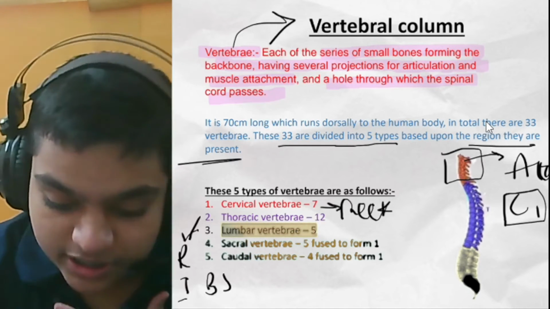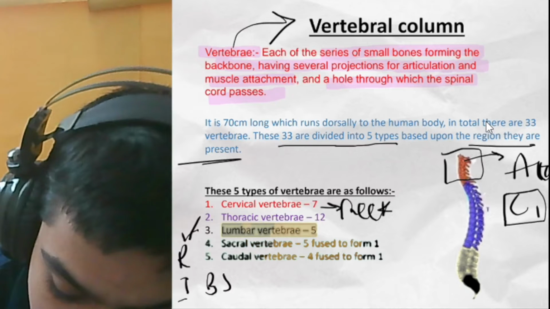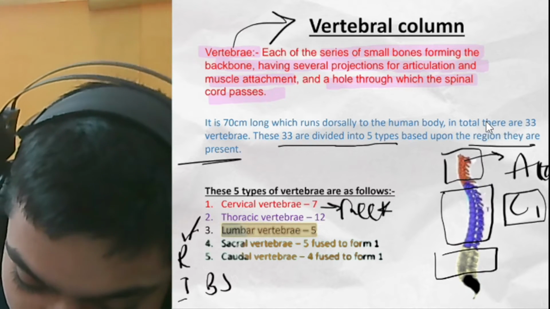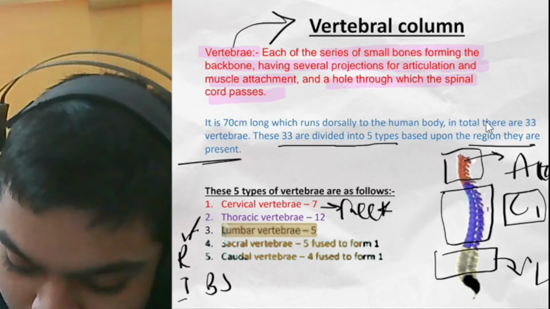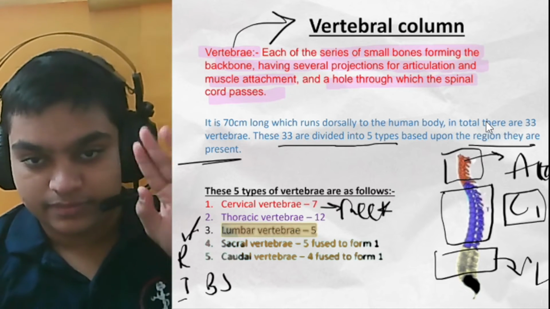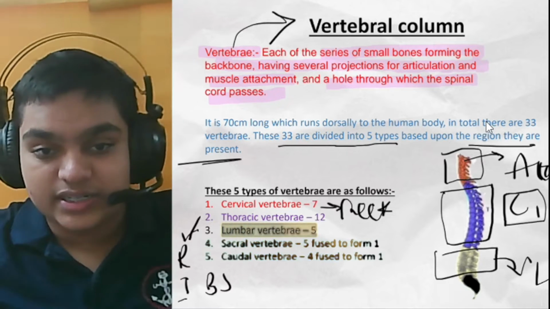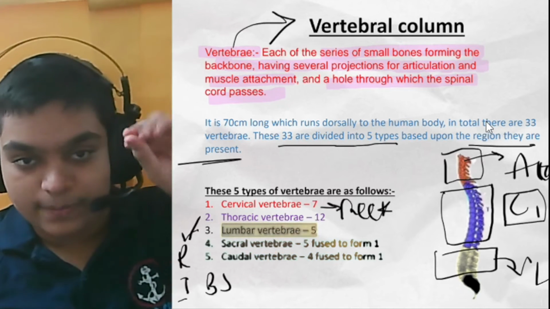Now lumbar vertebrae, there are 5 lumbar vertebrae. See, this is the thoracic vertebrae. This is your lumbar vertebrae. These lumbar vertebrae are 5, and they are present in the hip region. There are 5 lumbar vertebrae.